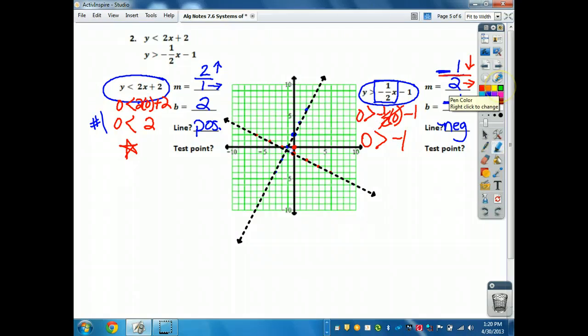If it didn't work, then what would you have to do? Try a different point in one of the other sections. All right, and then you shade in the appropriate area.